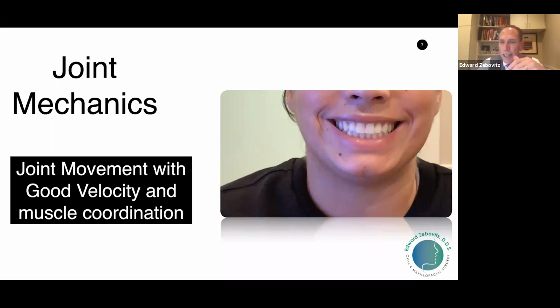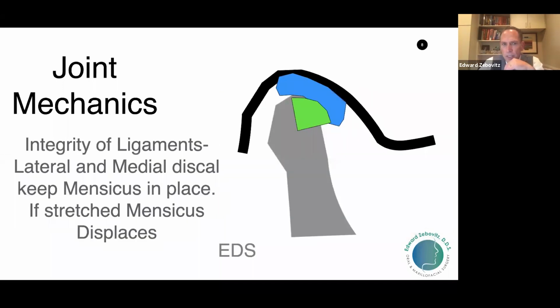But on a sideline, I also do Botox for her to help calm down her muscles, because when they're calm, they run so smoothly. When they're tired and fatigued, there's a lot of jerkiness and quivering. So good movement, good velocity, and smooth, coordinated movements are all signs of a healthy joint. Now, thinking about joint mechanics, the integrity of the ligament.